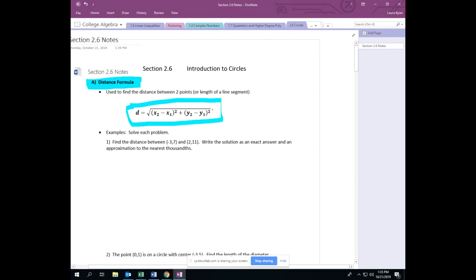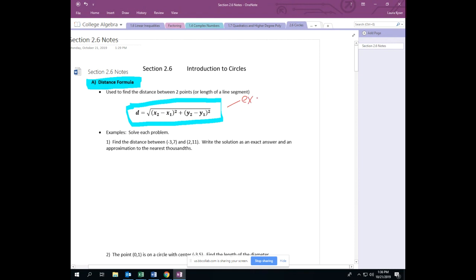Because of these two squares, we are never going to end up with a negative under our radical, which is good, because negatives under the radical get into imaginaries. This is going to stay positive, and therefore we will always have a positive distance here. Now, there are two different ways that you're going to be asked to write this answer.